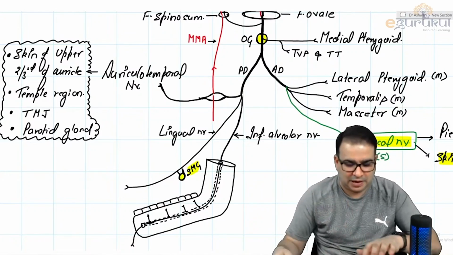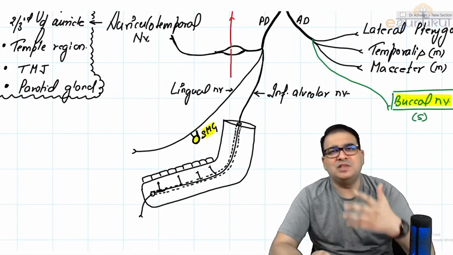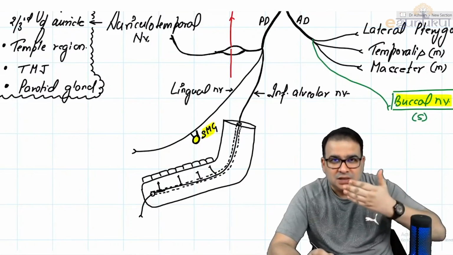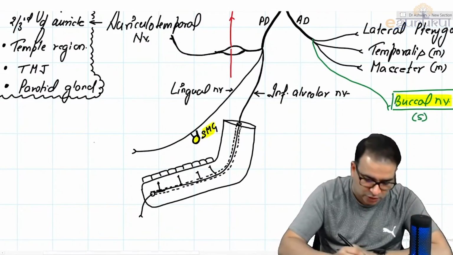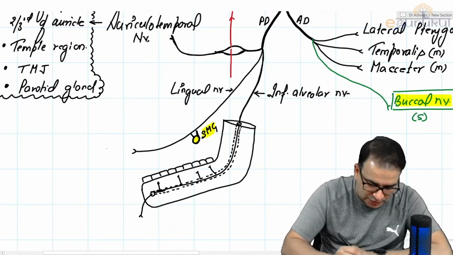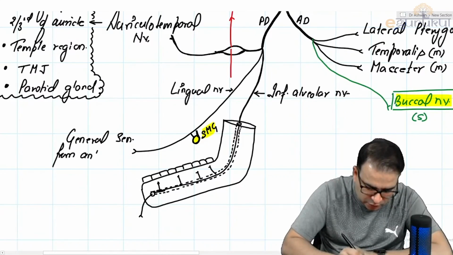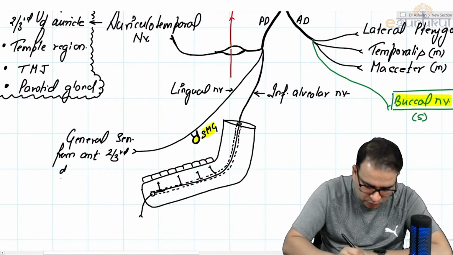That's the submandibular ganglion. The function of the lingual nerve is sensory. So the lingual nerve is taking the general sensation, not taste, just the general sensation from the anterior two-thirds of the tongue. Lingual nerve is responsible for taking the general sensation from the anterior two-thirds of the tongue.